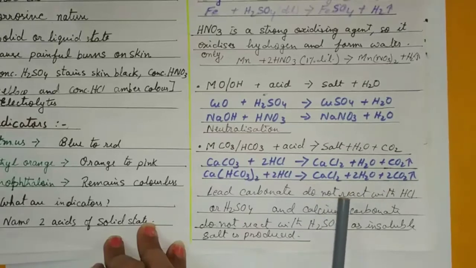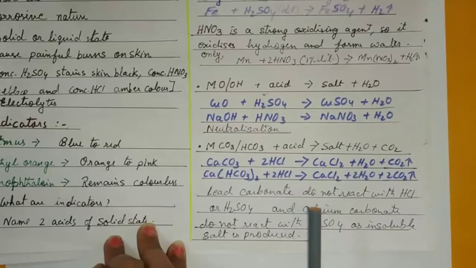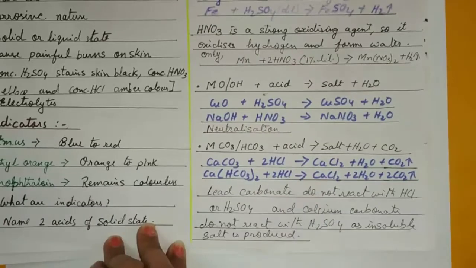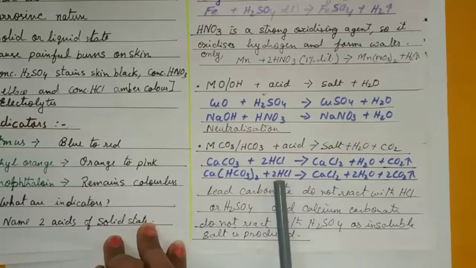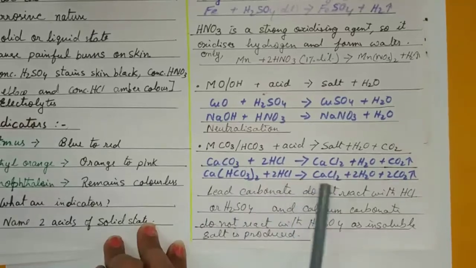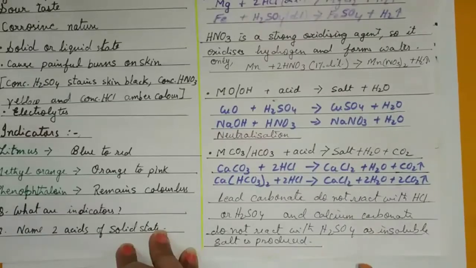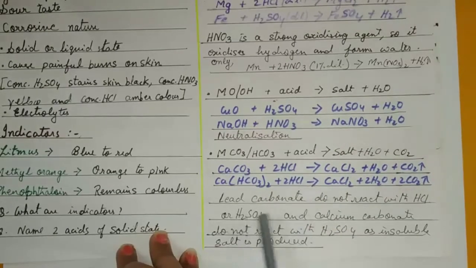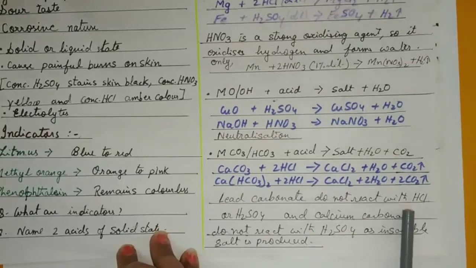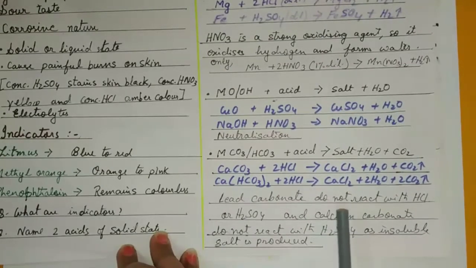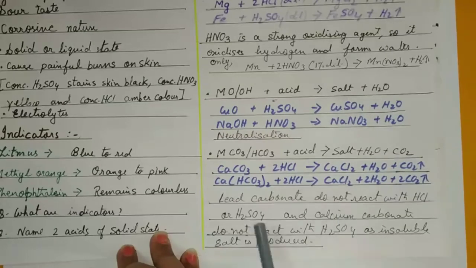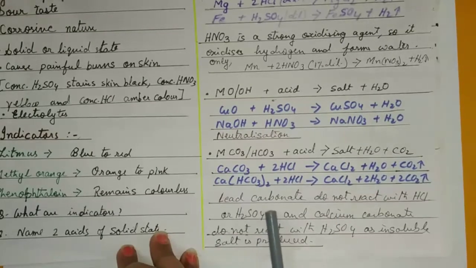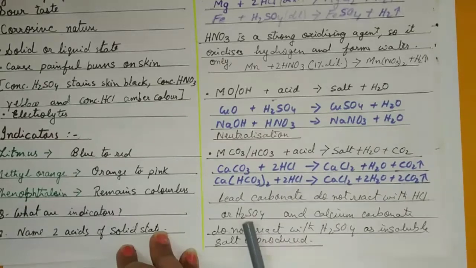I have been repeating it in almost every video of mine, because those 10 marks for at least 10 equations are really important from the examination point of view. But we should always remember that if the salt formed is an insoluble one, it will stop the reaction, or it will not proceed. Like lead carbonate will not react with dilute HCl because lead chloride is going to be insoluble. At the same time, lead sulfate also. So lead carbonate will not react with HCl or sulfuric acid.